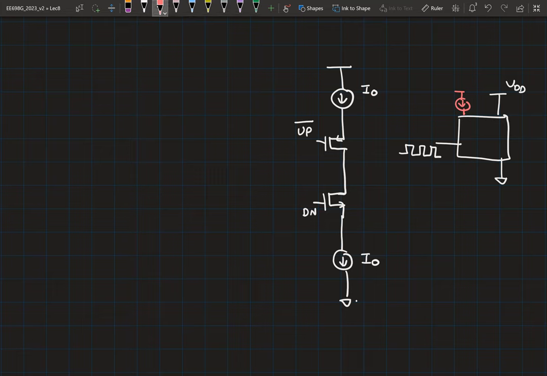Okay. Now, instead of getting this curve, for smaller offsets, for smaller phase differences, our PFD plus charge pump is not able to respond. So we'll get a flat region here. And then we'll have the curve like this.